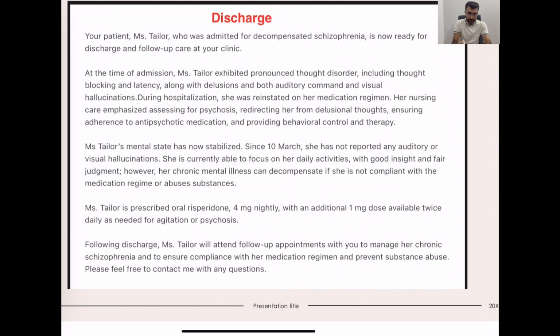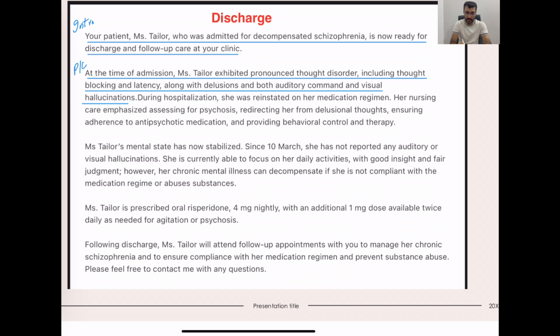Your patient, Miss Taylor, who was admitted for decompensated schizophrenia, is now ready for discharge and follow-up care at your clinic. So this is the intro. Then, at the time of admission, Miss Taylor exhibited pronounced thought disorder, including thought blocking and latency, along with delusion, both auditory command and visual hallucinations. So these are the patient's presenting complaint.